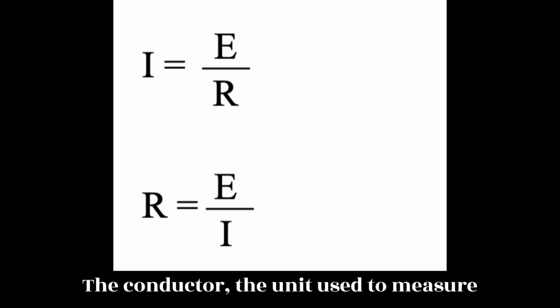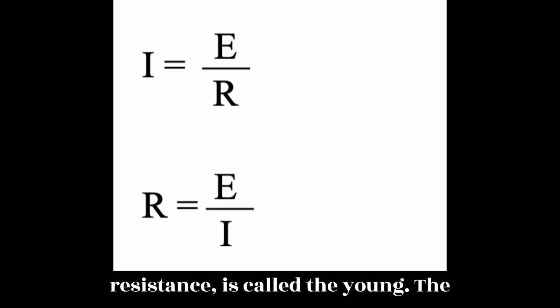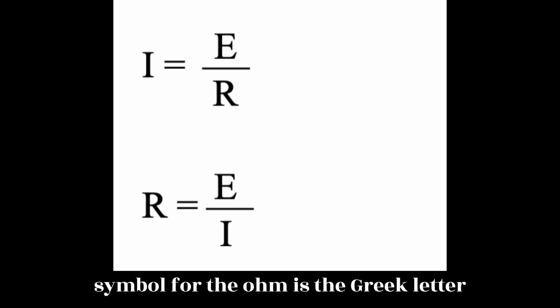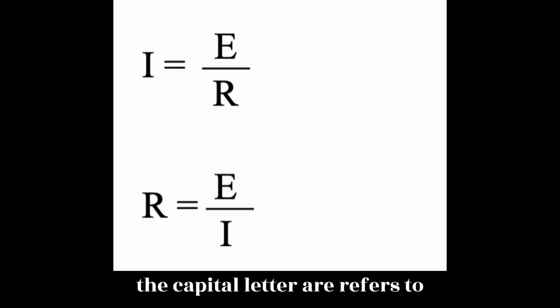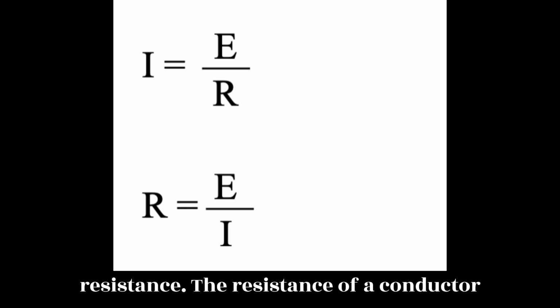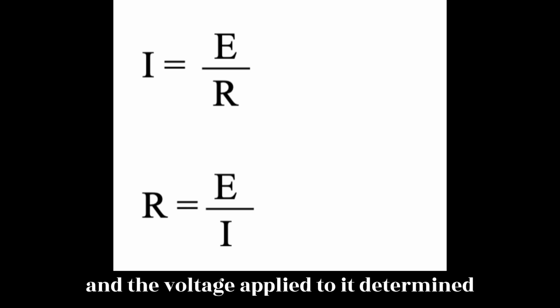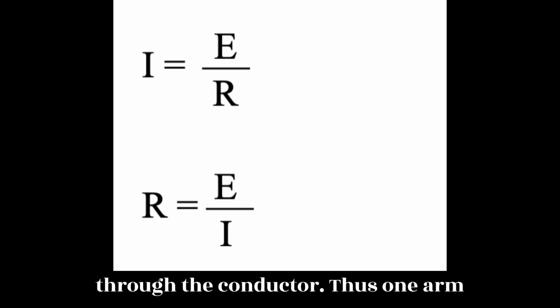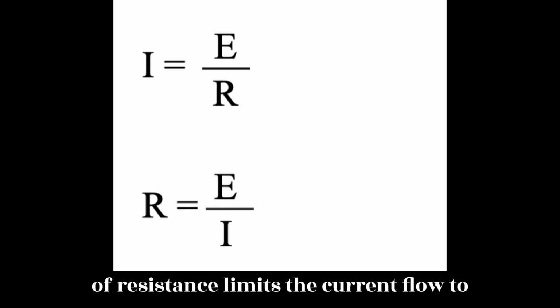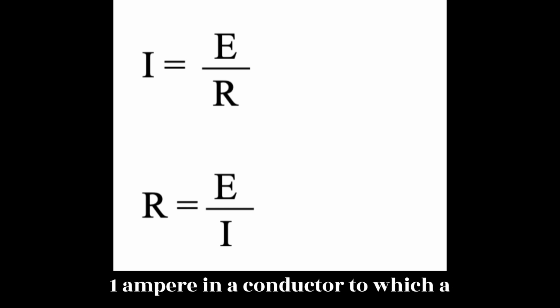The unit used to measure resistance is called the ohm. The symbol for the ohm is the Greek letter omega, Ω. In mathematical formulas, the capital letter R refers to resistance. The resistance of a conductor and the voltage applied to it determine the number of amperes of current flowing through the conductor. Thus, 1 ohm of resistance limits the current flow to 1 ampere in a conductor to which a voltage of 1 volt is applied.